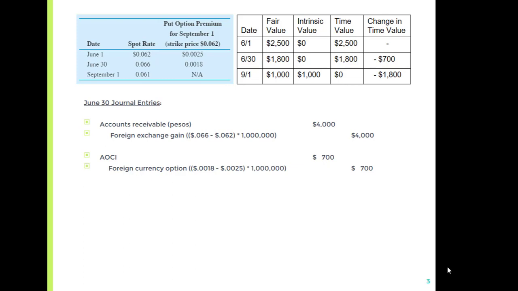There is no intrinsic value at this time because it is not advantageous to exercise the option on June 30 because the strike price to sell pesos for dollars is less than the rate prevailing in the spot foreign exchange market. So the fair value of the option is the sum of intrinsic value and time value. Intrinsic value is 0 because the option is not in the money. The time value of $1,800 constitutes the fair value of the option. And so we need to mark down the value of the option to its correct fair value on June 30 of $1,800.